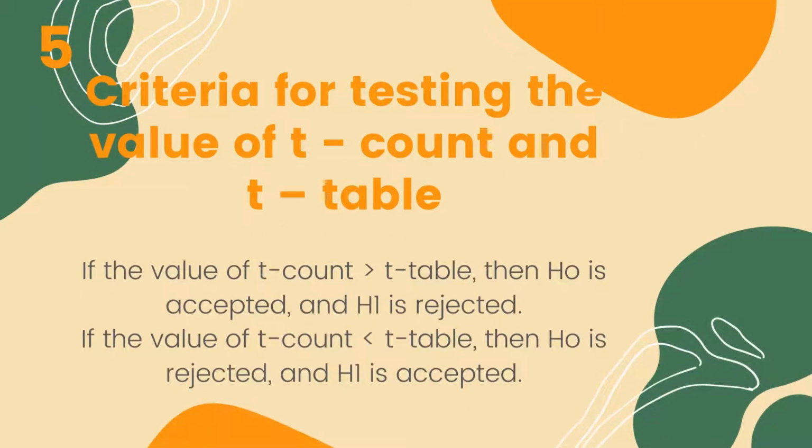The fifth step is the criteria for testing the value of t-count and t-table. If the value of t-count is greater than the t-table, then hypothesis 0 is accepted, and hypothesis 1 is rejected. If the value of t-count is lesser than the t-table, then hypothesis 0 is rejected, and hypothesis 1 is accepted.